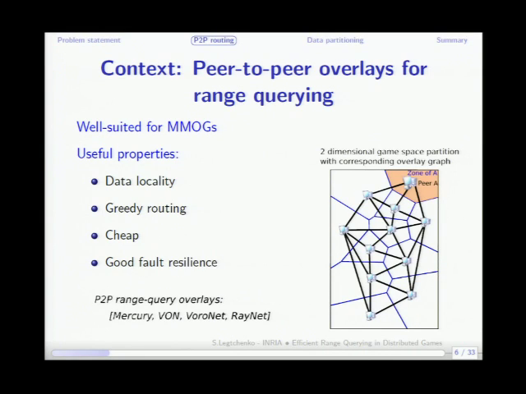Such kind of peer-to-peer overlays are extremely well suited for MMOGs because they preserve data locality, and therefore they enable efficient range querying. They also inherently provide decentralized greedy routing, and the peer-to-peer paradigm ensures that the overlay has a good fault resilience and low cost for the game provider, since the whole architecture relies on the players. There are a few examples of such kinds of overlays in the state of the art.